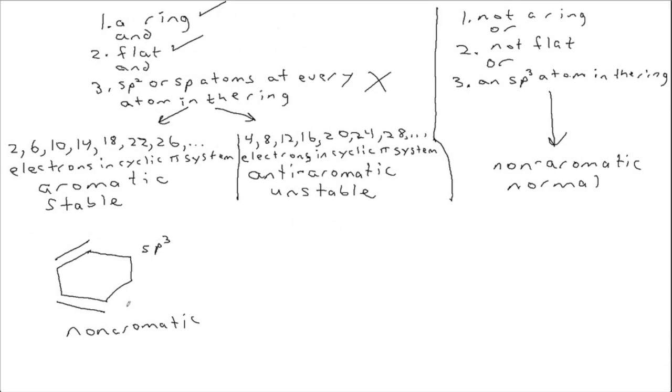Here's something that's very important. Notice, if it's non-aromatic, it's pointless to bother counting the pi electrons. If it's non-aromatic, there's no reason to count the pi electrons. So what do you do first? Do you check these 3 things first, or do you count the pi electrons first? You should always check these rules first, because if we fall into this category, it would be a waste of time to count the pi electrons. Okay?